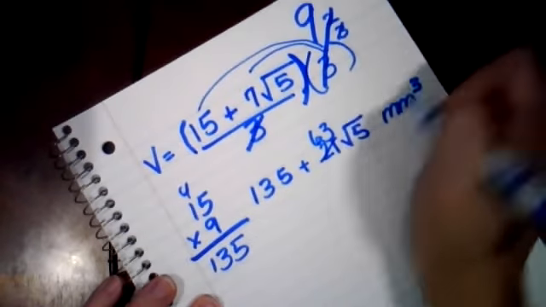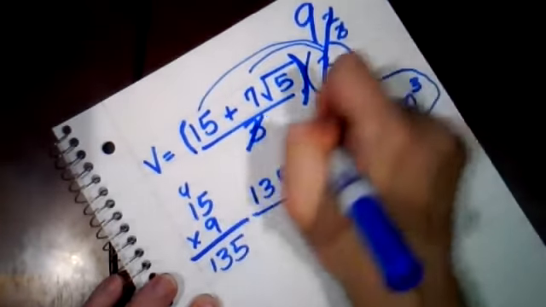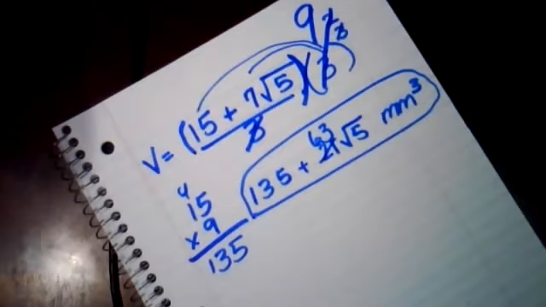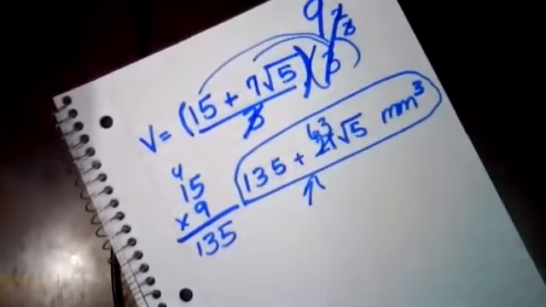except hopefully you caught this, that this is millimeters cubed. You can leave it like this as your answer, or you can put it in your calculator and you'll get something like 275.9 millimeters cubed. But personally, I would just keep it like this.